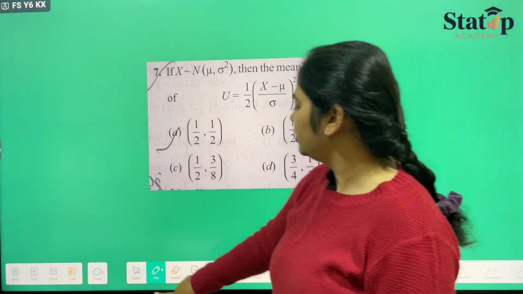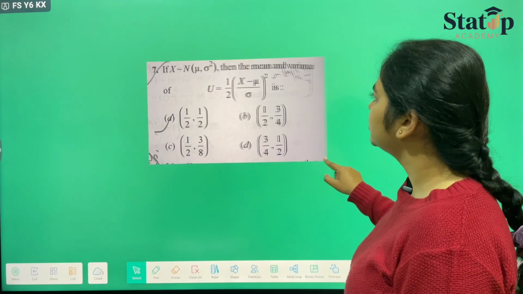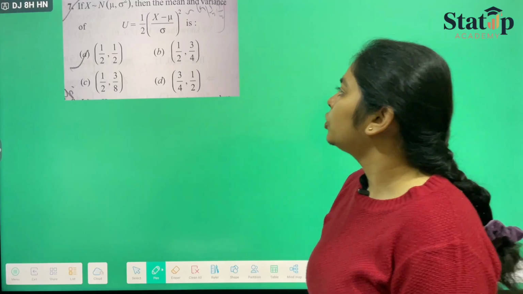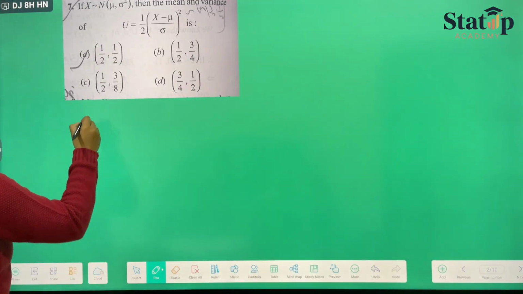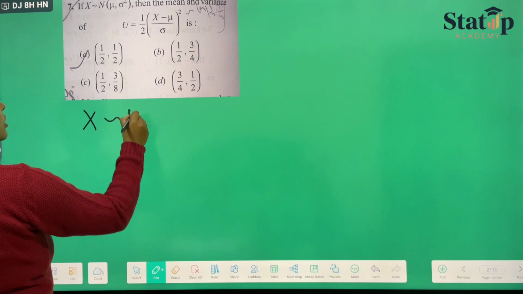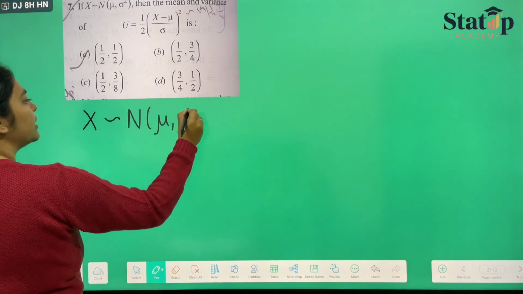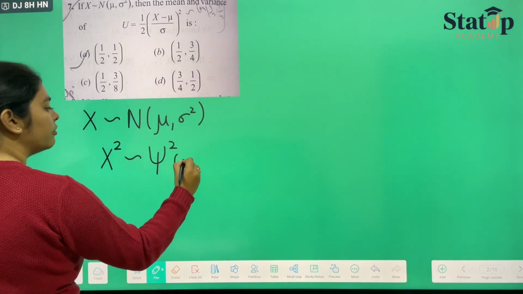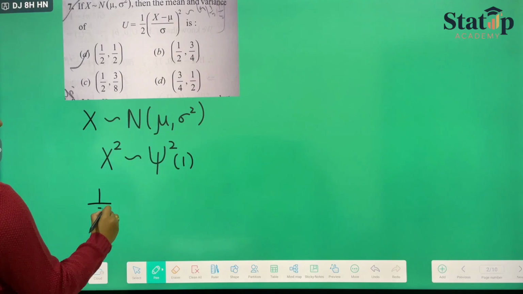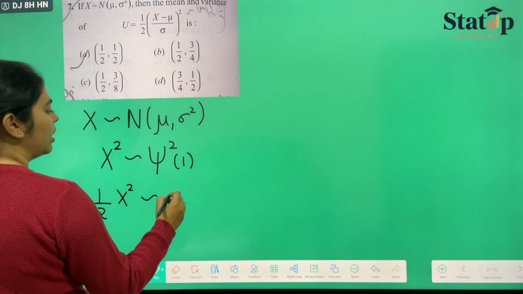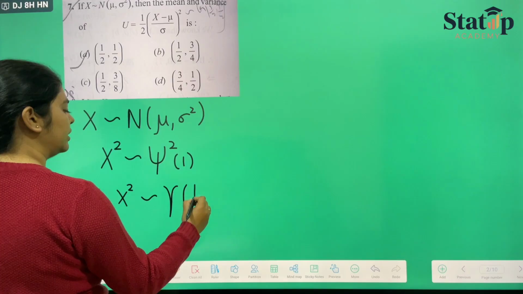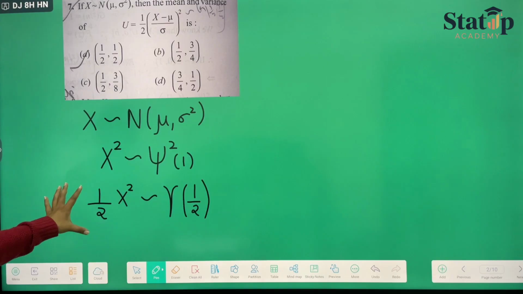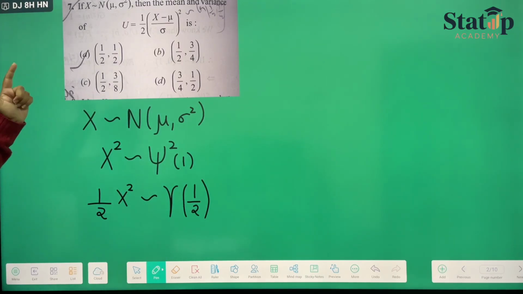Now moving forward to another question. This has one more property. If x is a variable which follows normal distribution with mean mu and variance sigma square, then x square will follow chi-square distribution with degree of freedom 1, and 1 upon 2 x square will follow our gamma distribution with lambda equals to 1 by 2. So this is the main thing that we need to know for this question.